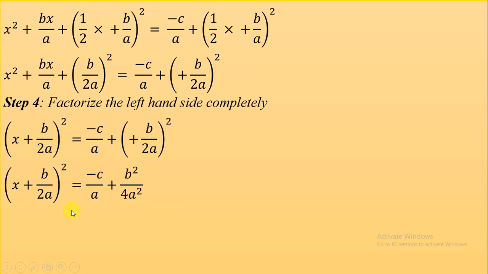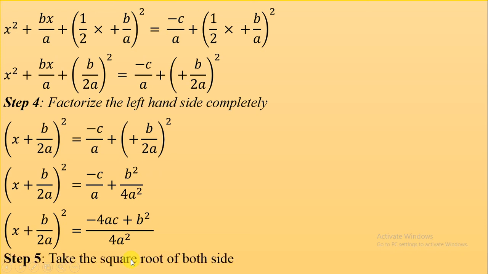So you're trying to simplify that further. You find the LCM at the denominator, that's 4a squared. A in 4a squared is 4a, so 4a multiplied by minus c is minus 4ac, plus b squared over 4a squared. So it's interesting. The last step is for you to take the square root of both sides.